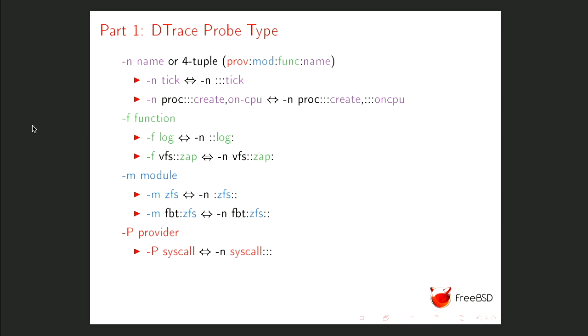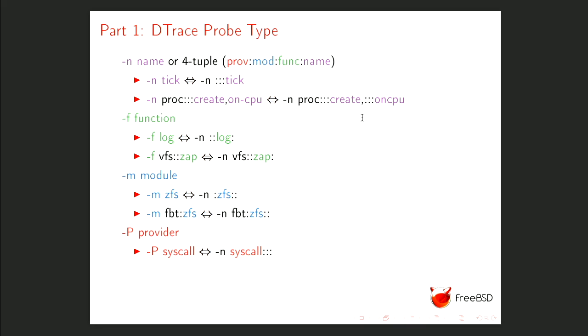So if you say traditionally dash n name, it will take a four-tuple, but it will also take a name. Dash n tick is actually equivalent to dash n colon colon colon tick. Dash n proc colon colon colon create comma on CPU, it knows that the first one is fully qualified. The last one is not. And so internally, it will translate this to proc colon colon colon create comma colon colon colon on CPU. There's other examples, like if you want to watch the function named log, dash f log is synonymous with dash n colon colon log colon, that selector.